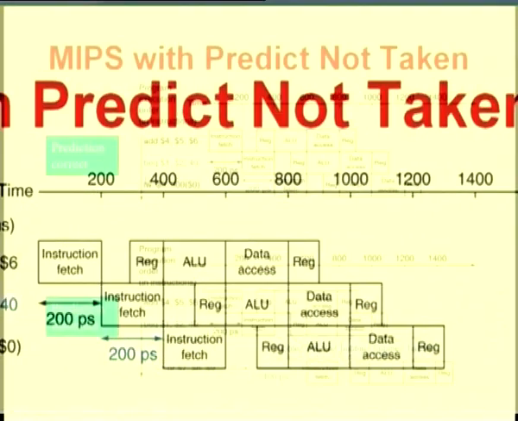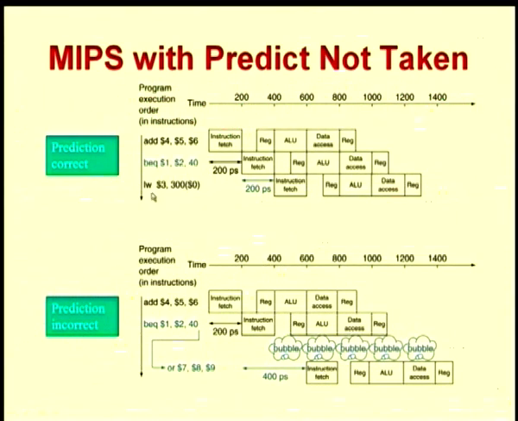Not taken indicates that the load instruction is the instruction immediately following the branch. This is the next sequential instruction. So, if it is not taken, this is the instruction that should have been executed. If the prediction is correct, this will be the sequence of events. Branch equal to would have come into the pipeline in the second clock cycle. It is fetched here, and while it is being decoded, I would have fetched the next instruction, which is the load instruction. So, after 200 picoseconds itself, this instruction would have come into the pipeline.